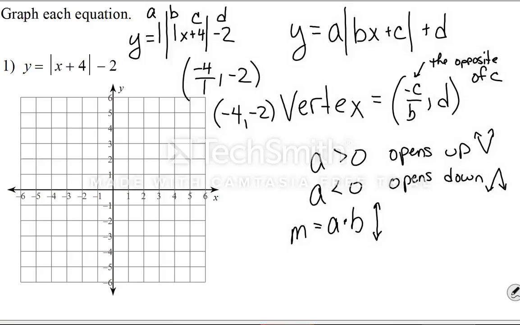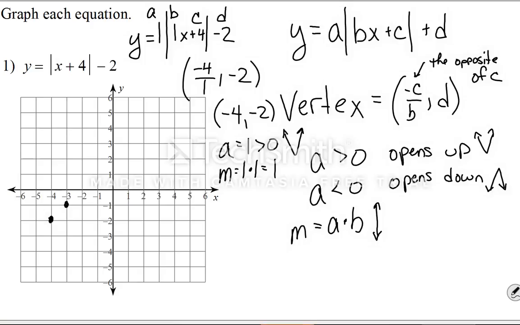So let's graph it. Negative 4, negative 2, right there. Remember, I go left or right first, and then up or down, depending upon what your x's and y's are. Second thing, is a greater or less than 0? Well, a is 1, which is greater than 0. So I know my graph is going to open up. Now I need to find slope. A is 1, b is 1, so I multiply them and I get 1. So from my vertex, I'm going to go up 1 and right 1, because that was my slope.